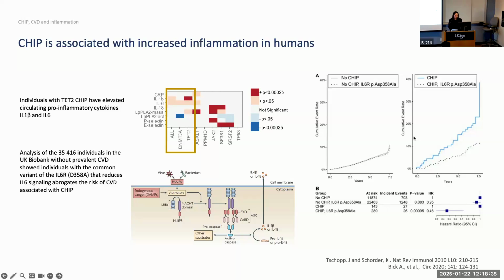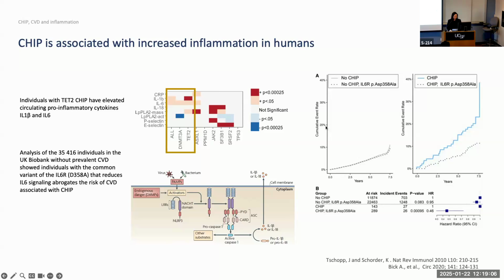Further to that, we see evidence that pro-inflammation and cytokine production, particularly IL-6, plays a role in patients who have CHIP. So there's a specific mutation in the IL-6 receptor that makes these patients less sensitive to IL-6 signaling. This is the mutation aspartate 358 alanine. This is a known variant, and it's actually quite common in the population.